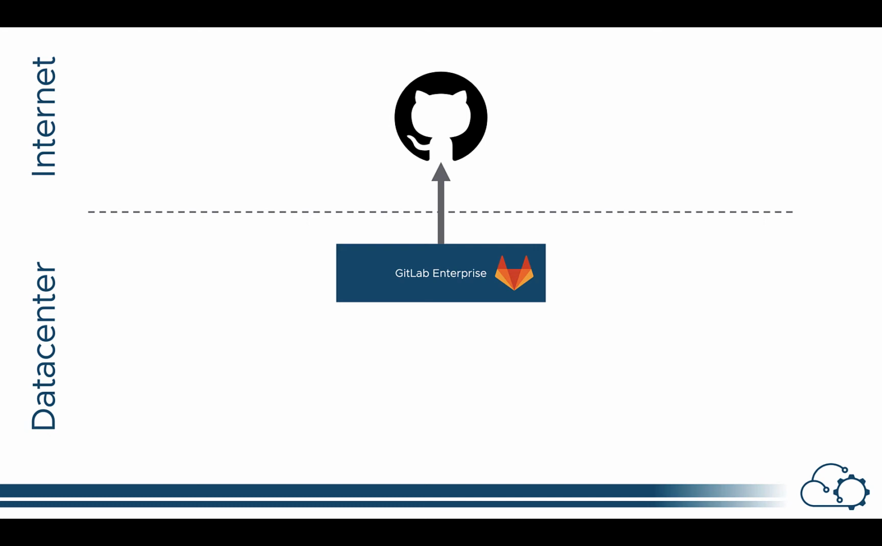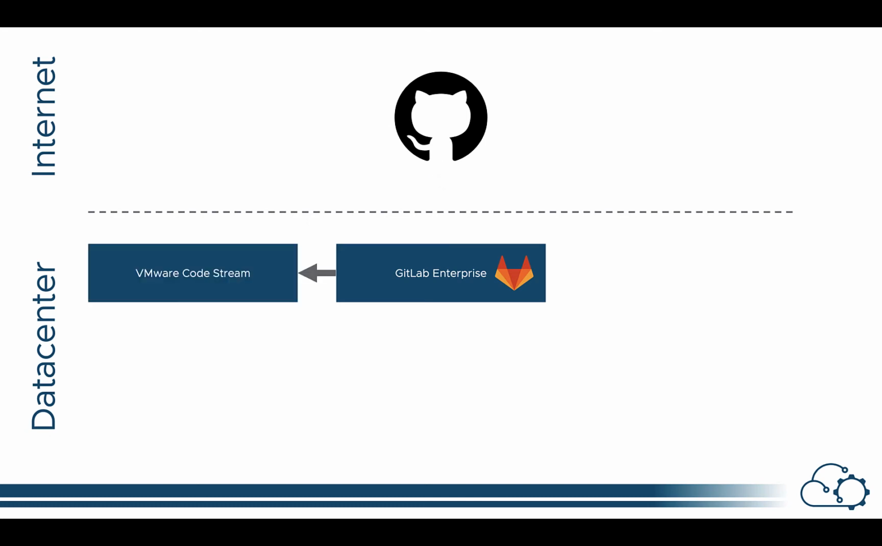So GitLab Enterprise will periodically poll or read the repository from GitHub, and it will pick up any changes and mirror them into the local repository in GitLab. Now, when it detects a change, GitLab will trigger a pipeline in VMware CodeStream using a webhook.